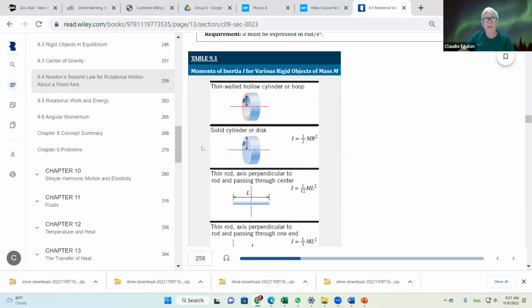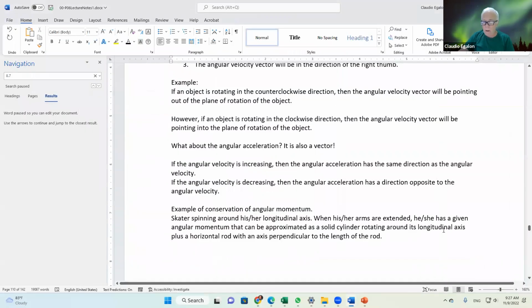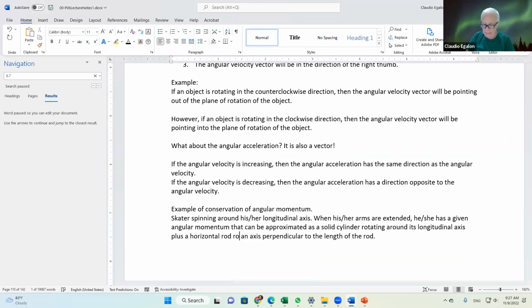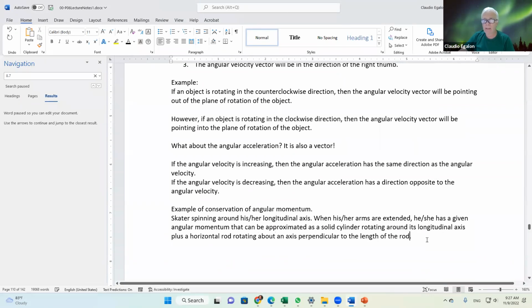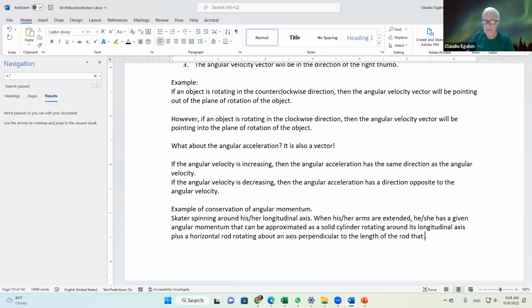So here you go. That's the moment of inertia of the cylinder, and that will be the moment of inertia of your rod rotating about an axis perpendicular to the rod, passing through the center of mass. Plus the rod rotating about an axis perpendicular to the length of the rod that passes through the rod's center of mass.